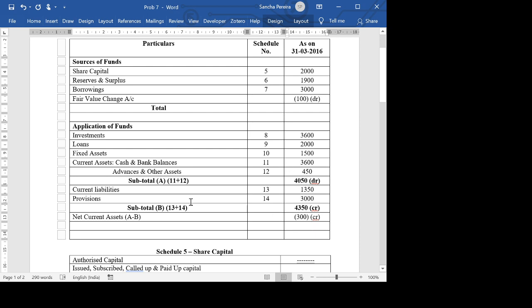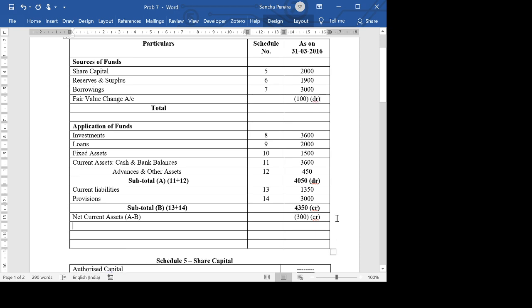Okay. So because these liabilities are shown under application of funds, we need to be a little careful. They are shown under application of funds, but minus it from the current assets. So we are calculating actually net current assets minus current liabilities. But right now, unfortunately, our current liabilities are more than the current assets, and that's why we need to show this as a negative balance.